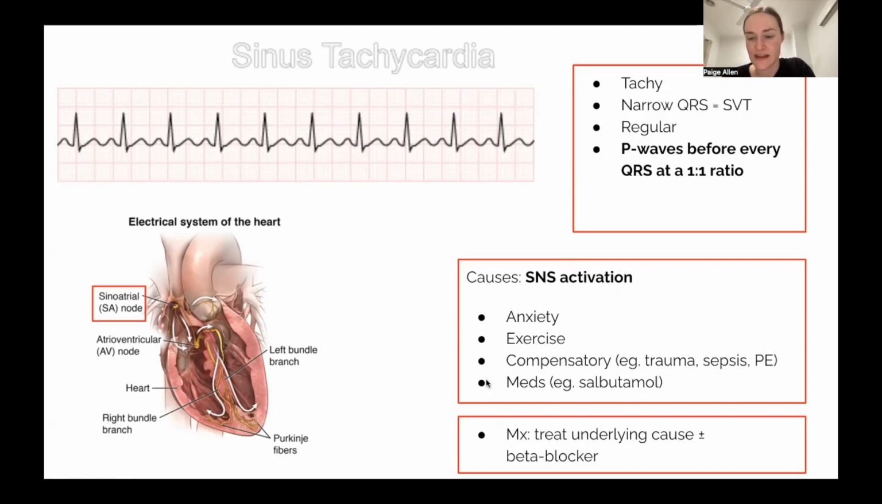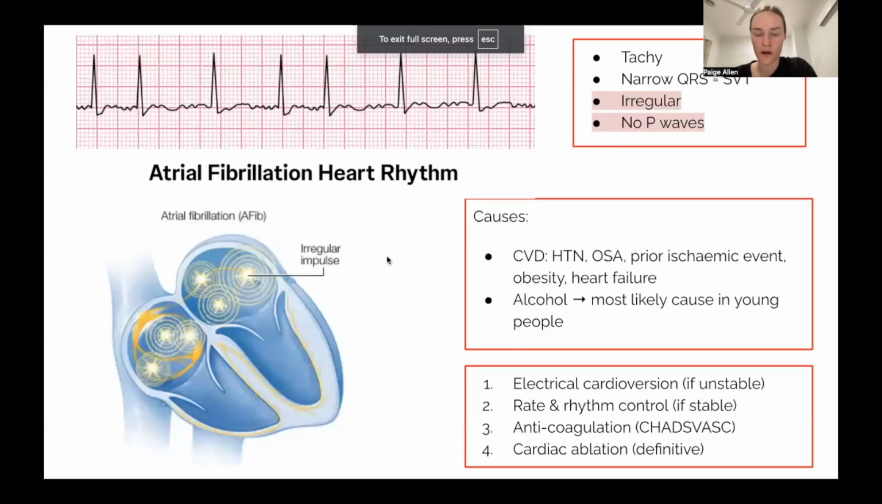So thinking about any of those sorts of causes, don't forget for PE, the most common thing that you're going to see is a sinus tachycardia. And again, sepsis, trauma, medications, all those sorts of things that can cause SNS activation. And your management of sinus tachycardia is to treat the underlying cause. And you can give them a beta blocker if it's indicated, but generally fixing the cause will fix the problem. All right, so let's talk about AF next.